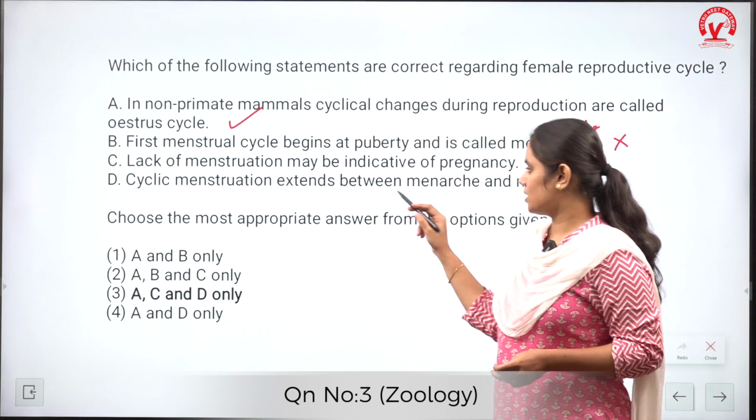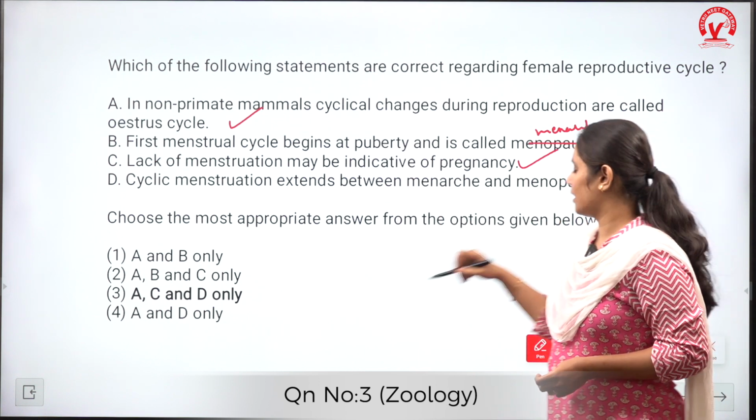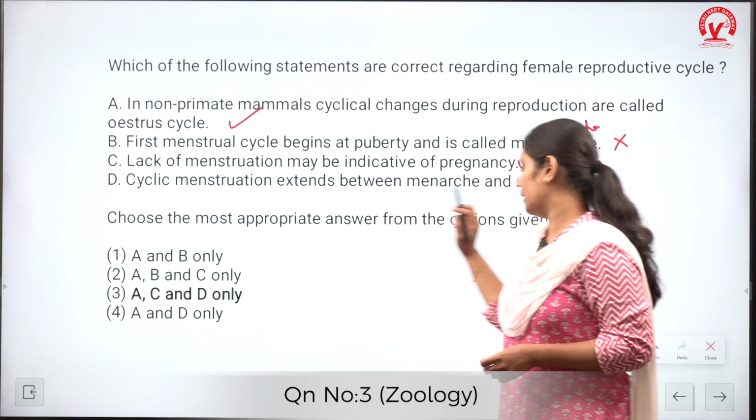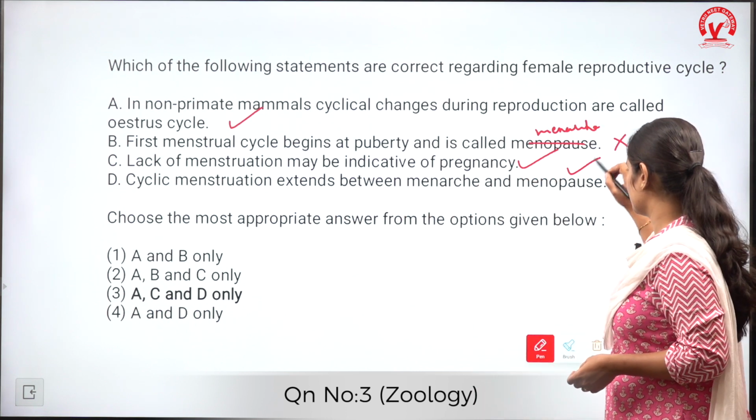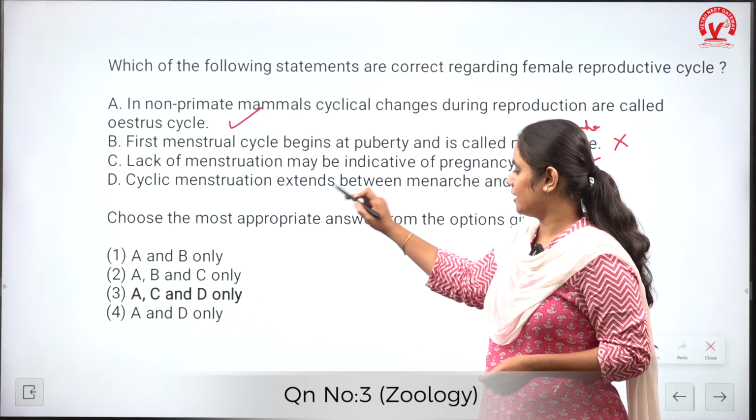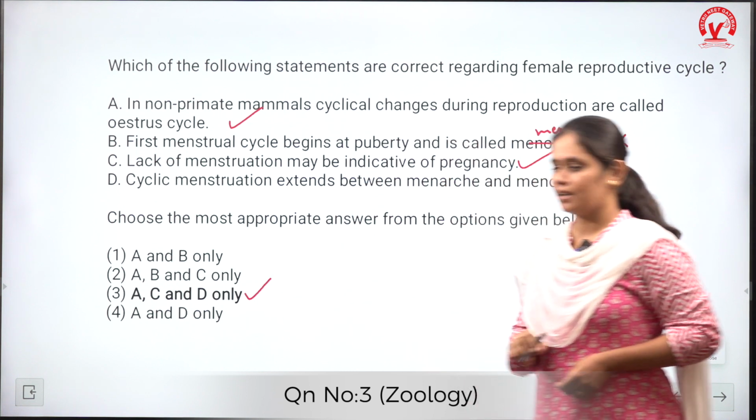C: lack of menstruation may be an indicator of pregnancy. So this is correct. And D: cyclical menstruation extends between menarche and menopause. This statement is also correct. So A, C and D are correct. So the option is A, C and D are correct.